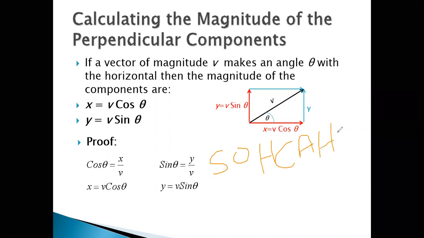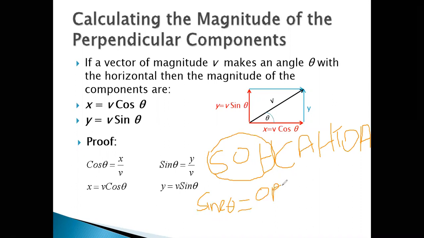SOHCAHTOA. Okay, let's manage this little space here. So here, SOHCAHTOA. SOH stands for sine theta, if you want to call it, is equal to opposite over the hypotenuse of the right angle triangle.